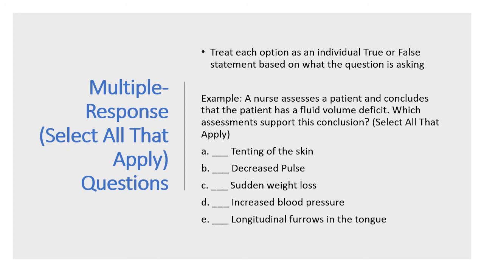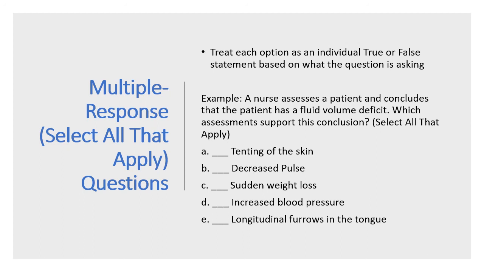C, true or false? Sudden weight loss. D, increased blood pressure. True or false? And last, E, longitudinal furrows in the tongue. True or false? The correct responses are A, C, and E.